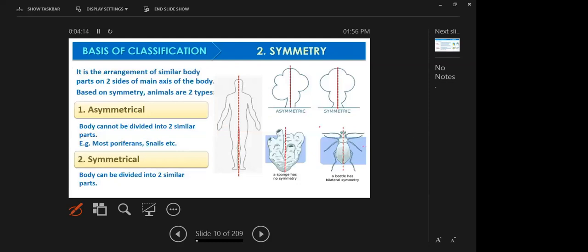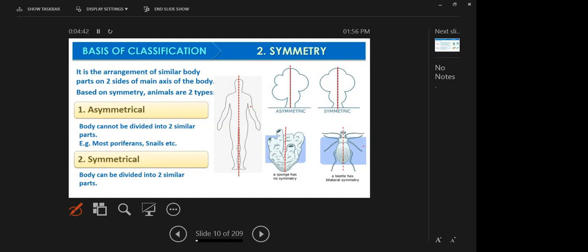The body can be arranged into different symmetries. All these you understand only with the help of certain diagrams. Here you can cut the organism into two equal halves only by passing through the center at a certain plane, only one plane. What is asymmetrical? However and wherever you pass through, the body cannot be divided into two similar halves. That is asymmetry.